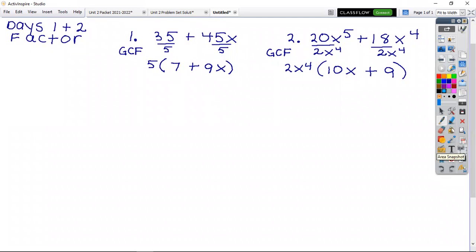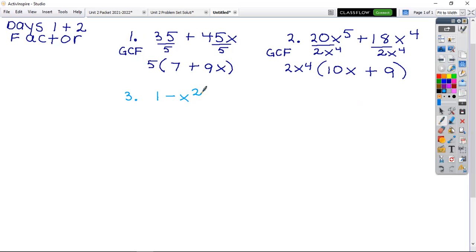So number 3, now I'm going to move on to something that looks like this, and your task is to factor it. So my question for you is, does this still have a GCF? Do they have anything in common? Don't think too hard. No.